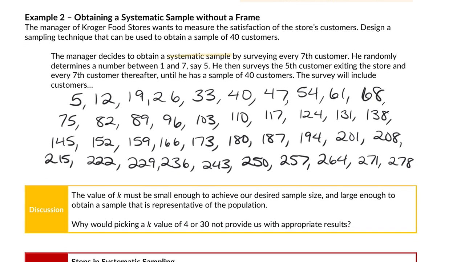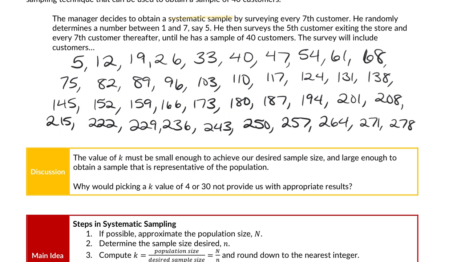278 customers coming through Kroger, that's a pretty good size. But we do have to have some considerations for what we pick as K, which is the number we're skipping in between each customer. K must be small enough to achieve our desired sample size, but also large enough to obtain a sample that is representative of the population. So why in general would picking a K value of 4 or 30 both not provide us with appropriate results? If we were, even in this example, skipping every fourth customer, that would be 5, 9, 13, 17, 21. Aren't we going to get our entire sample of 40 people pretty quick? Yeah. Will that be representative of the entire population of customers at Kroger? No, because it's too quick to fill up your sample size. It doesn't actually get a good amount of the population.